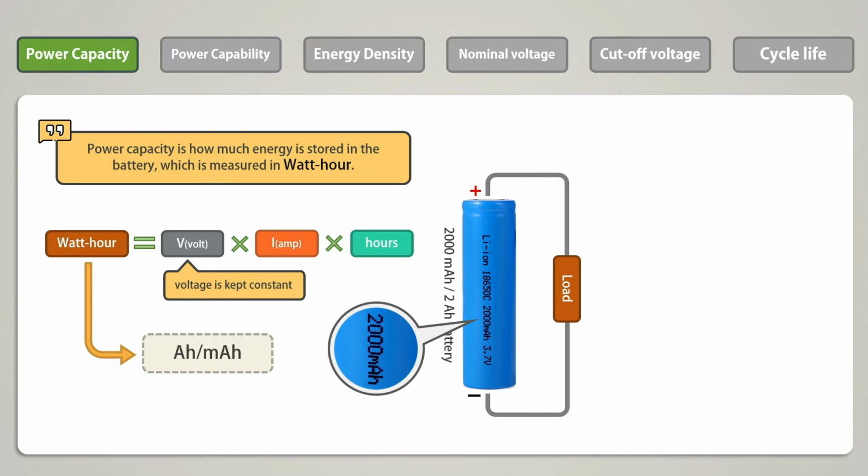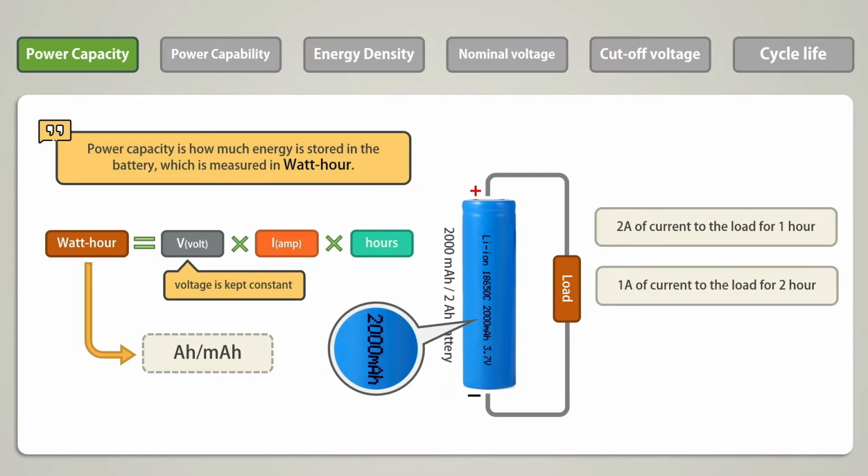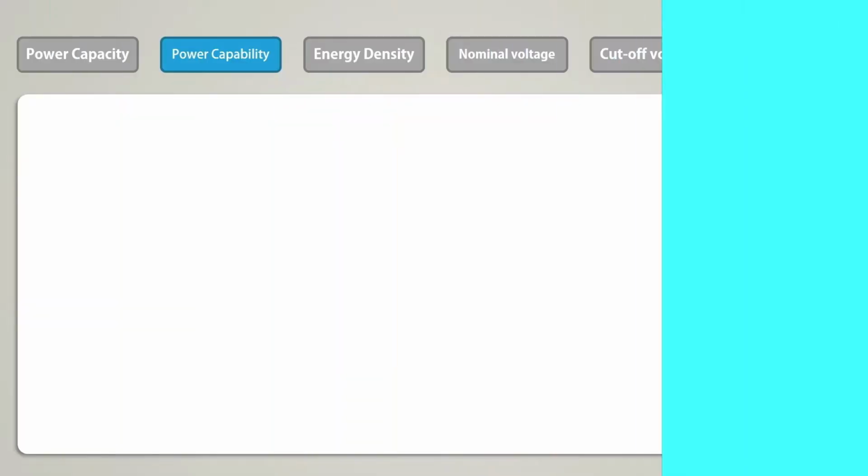Let's see. This 2000 mAh battery has a capability to deliver 2 amperes of current to the load for 1 hour. The time that the battery works continuously depends upon the load current that it consumes. So if the load consumes only 1 ampere of current, then the battery can stay alive up to 2 hours. Similarly, if we increase the load to 4 amperes, then the battery can stay only for half an hour.